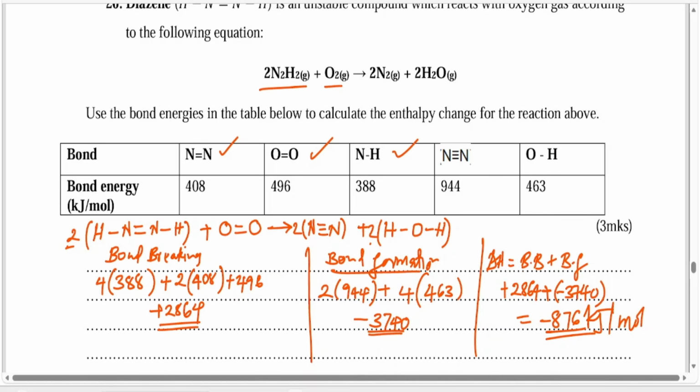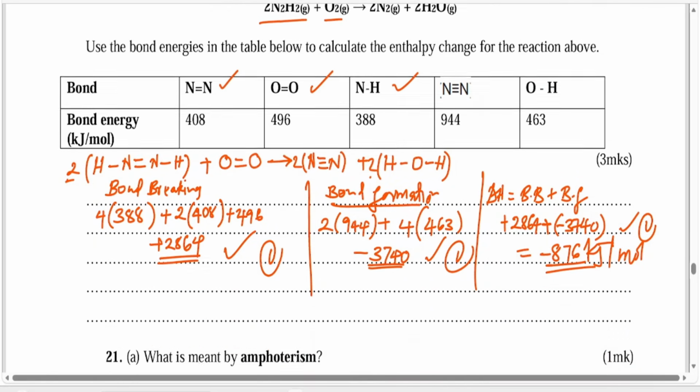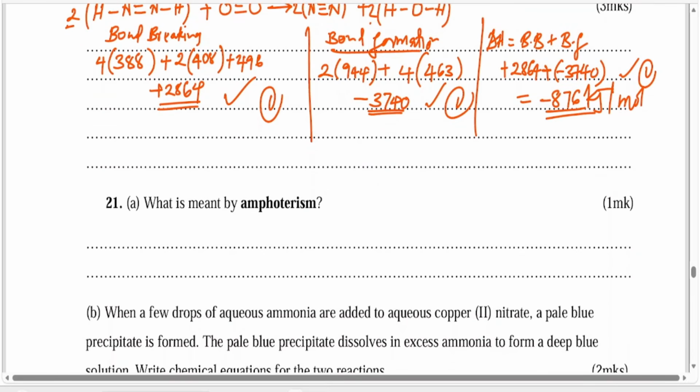So working out this is 1 mark, working out this is 1 mark, and getting the difference is 1 mark. Moving to the next question, what is meant by amphoterism? Amphoterism, learners, is the existence of compounds with both acidic and basic properties.